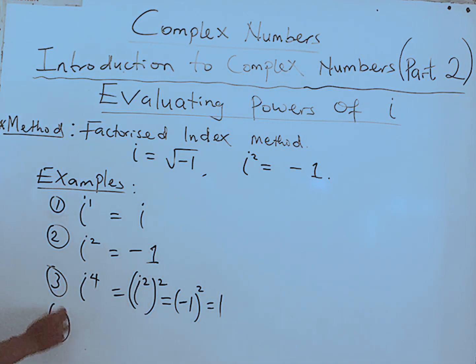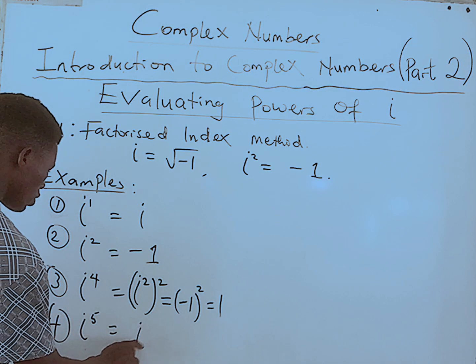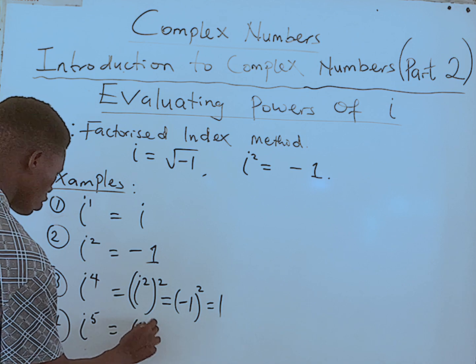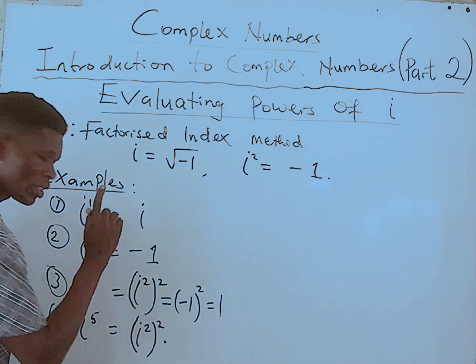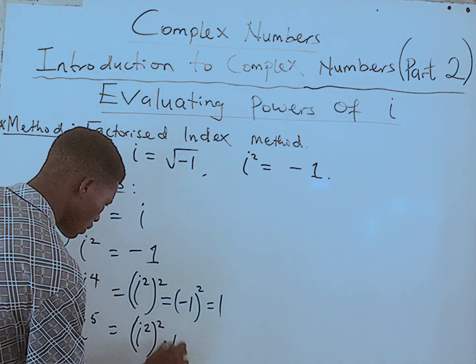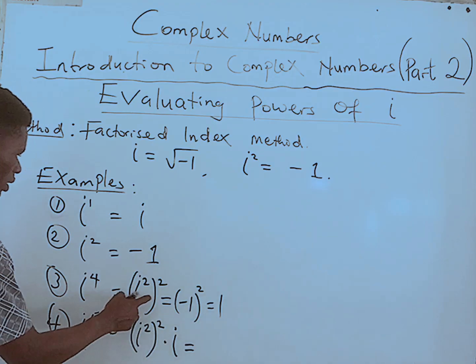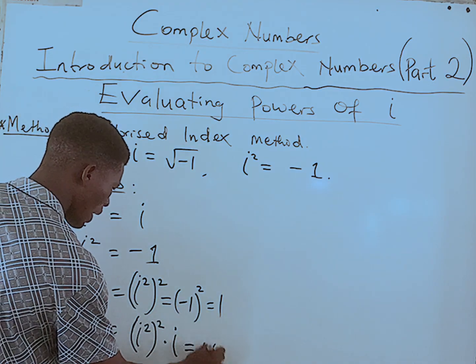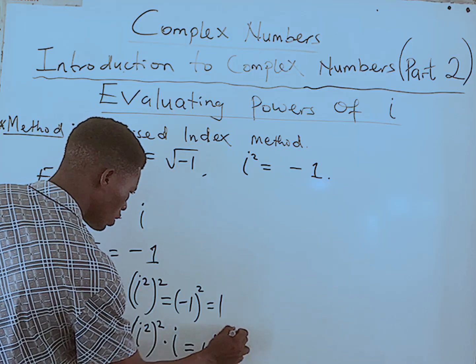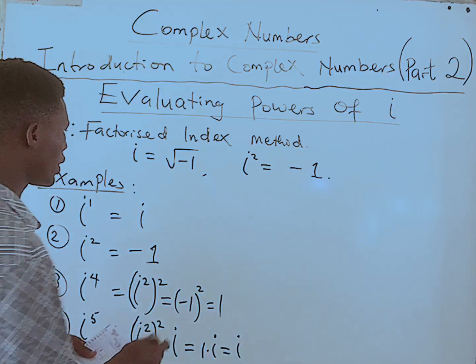And let's move on to number 4. So we have i raised to the power of 5. I raised to the power of 5 can be written as i squared, then raised to the power 2. 2 times 2 gives 4, so we just need one more i. That is i. And i squared raised to the power 2 has been calculated to be 1. 1 multiplied by i then gives i. That implies that i raised to the power 5 is i.